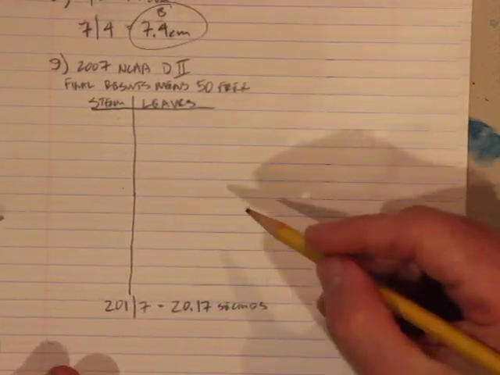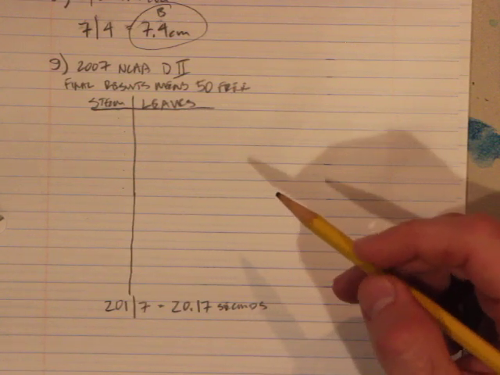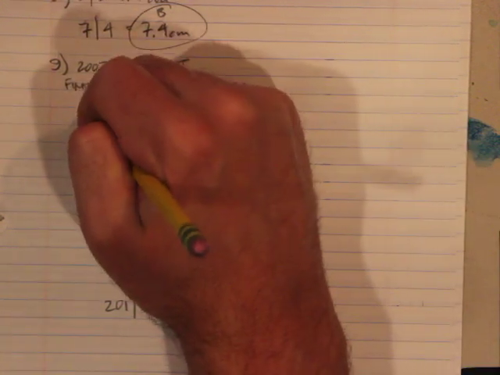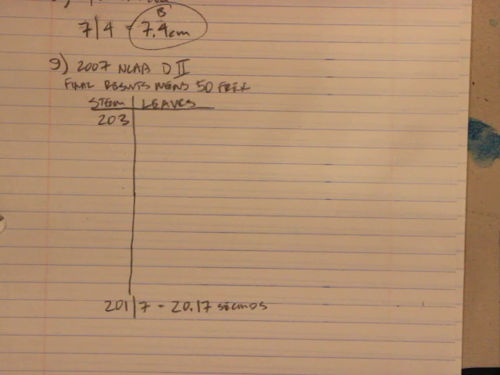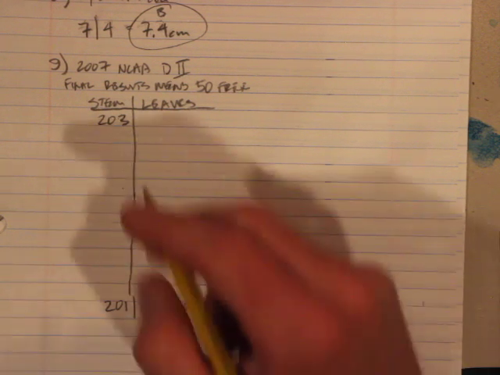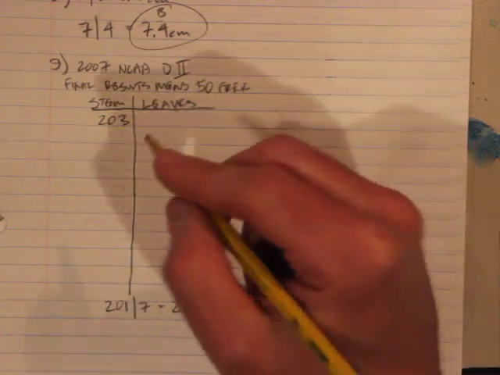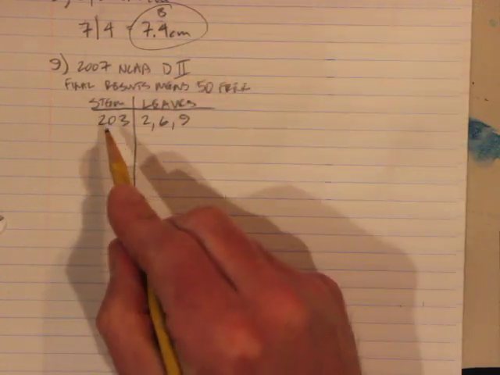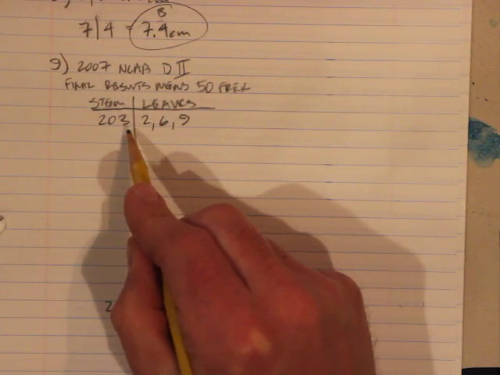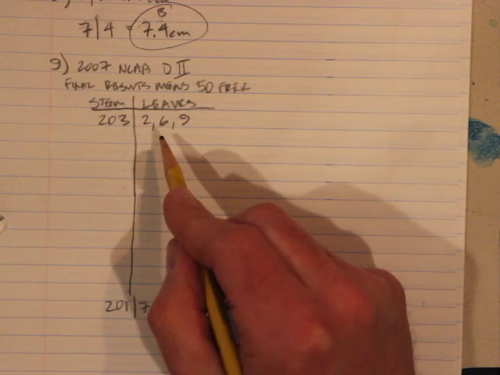I'm not going to draw out all of these numbers here. I'm just going to list them. So we're going to start with 203 because that's the first number that we're going to have here. So that's 20 seconds, 0.3 something. And so we've got a 0.32, a 6, and a 9. So we've got 20.32 seconds, 20.36, and 20.39 seconds.